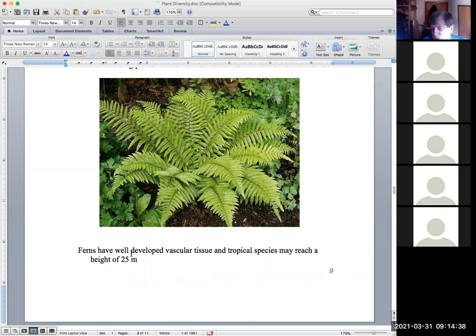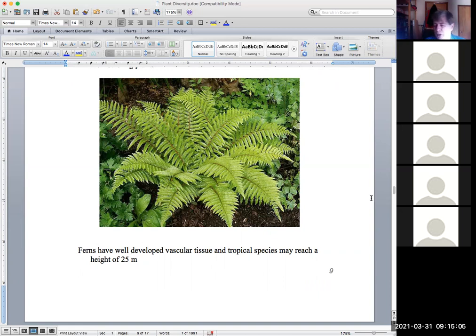We do see ferns in forests in Illinois. You might think of them as being tropical plants, but there are some found in the forests of Illinois. But the ones in the forests of Illinois are relatively small. They might get a foot or two tall, so not quite a meter. There are some tropical species that get up to about 25 meters in height, so about 70 or 75 feet.